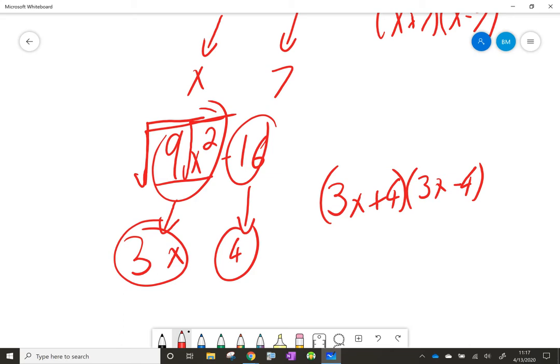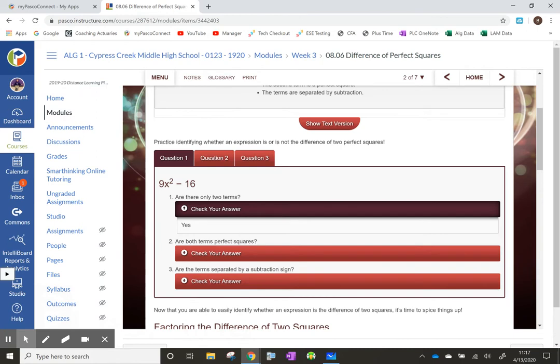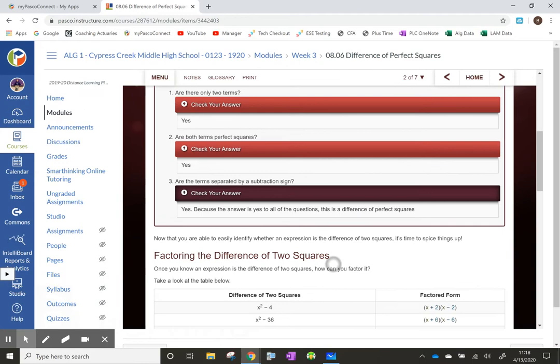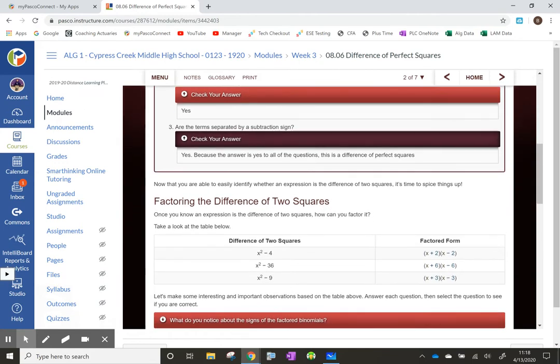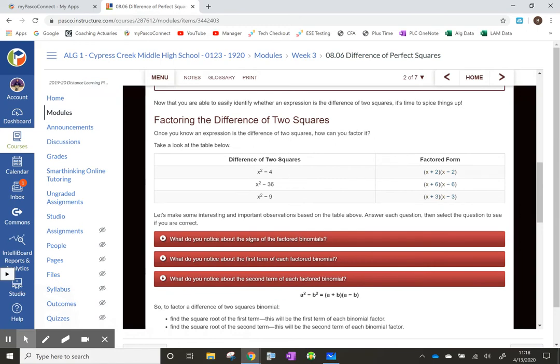Okay? So let's check that work real quick. Check your answer, right? So there are only two terms. Yes, they're both perfect squares. Yes, there's a subtraction sign, as we mentioned. Does it actually work out the whole problem? Well, here's an example of the perfect squares that I was showing you.